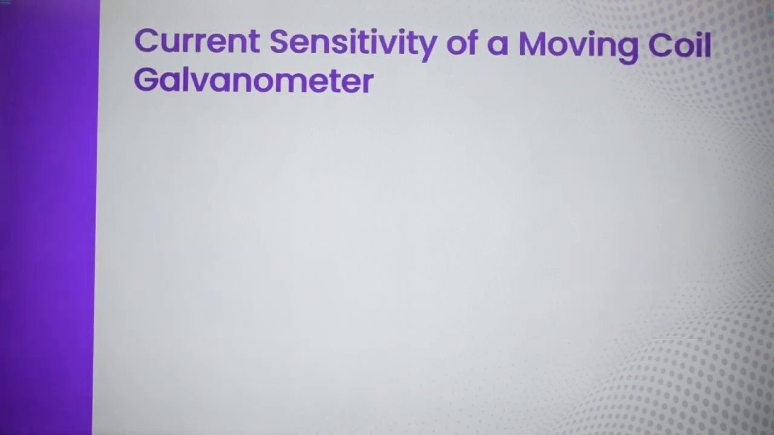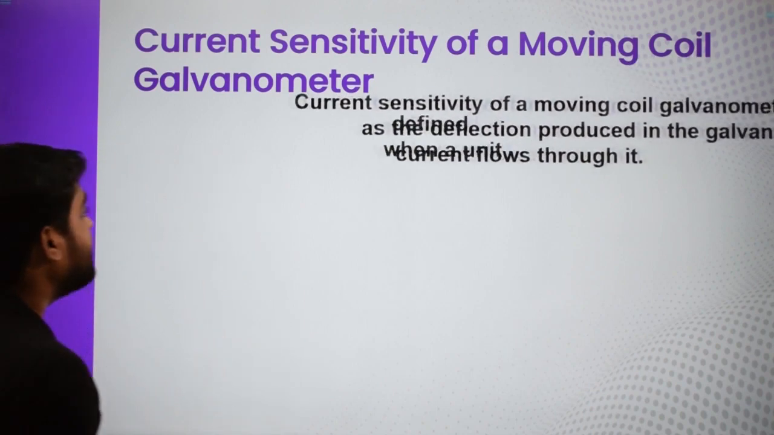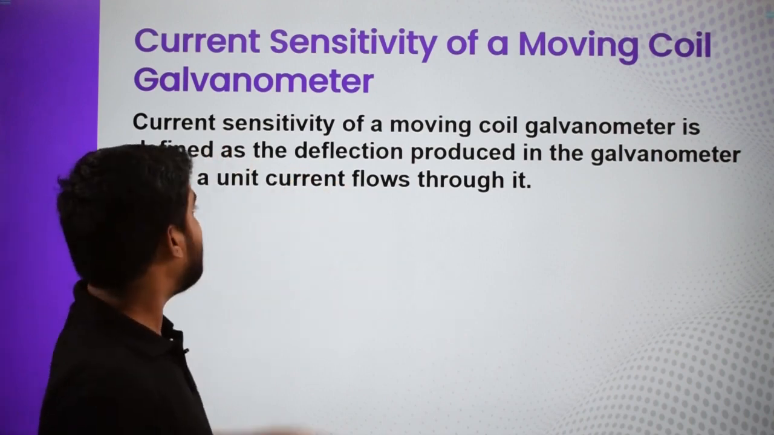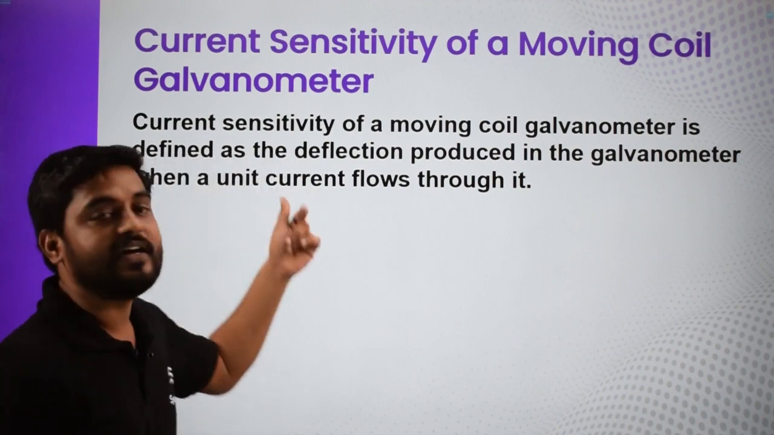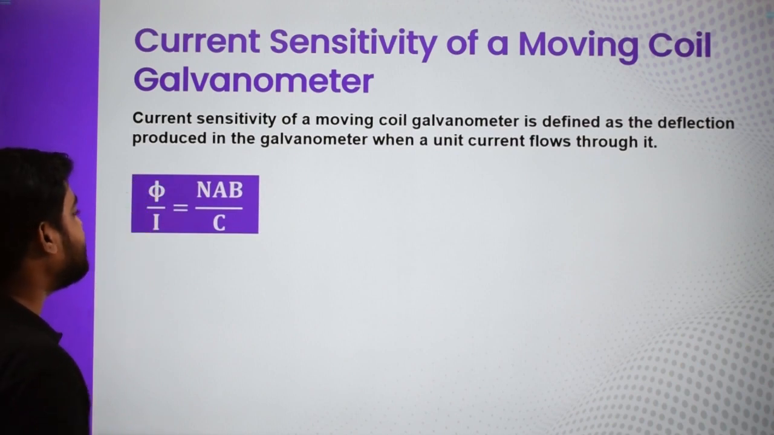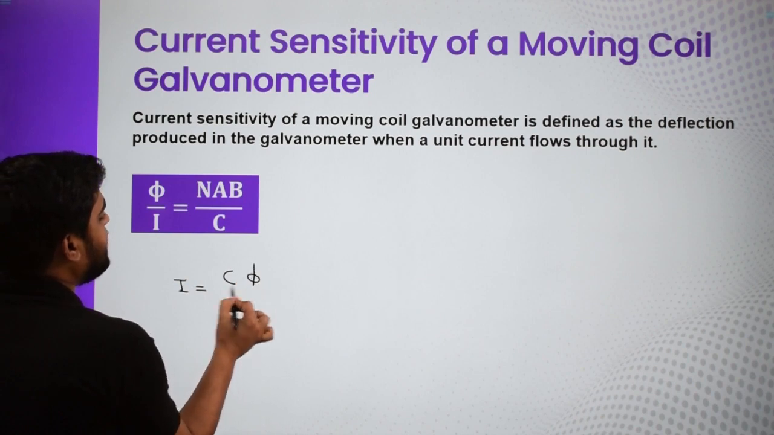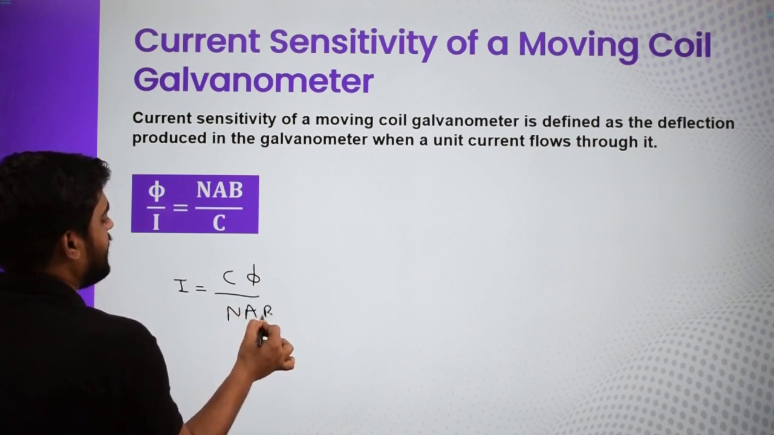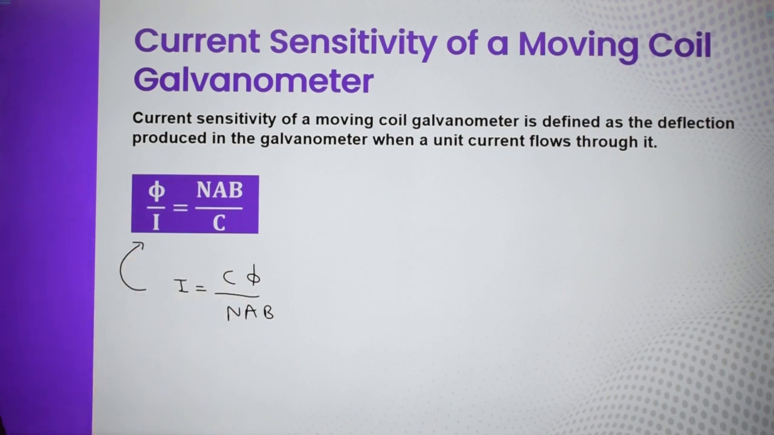Now next topic is current sensitivity of a moving coil galvanometer. What is current sensitivity? The definition of current sensitivity is basically the deflection produced by the galvanometer per unit current flowing through it. So phi divided by I. We just learned this formula that I is equal to C phi divided by NAB. If we move I over here, NAB over here, and C over here, we get this formula, and this phi by I is called the current sensitivity of the moving coil galvanometer.